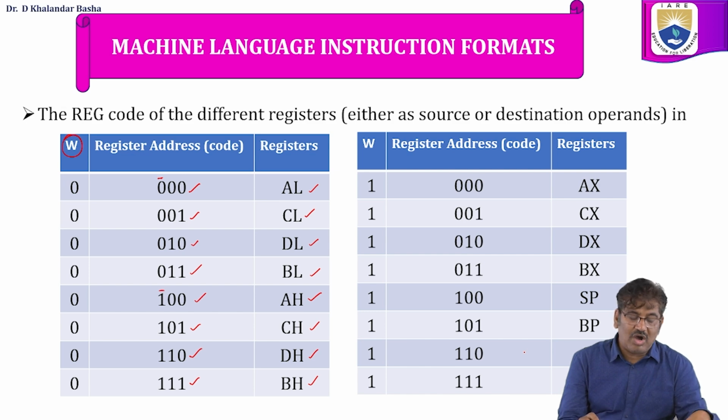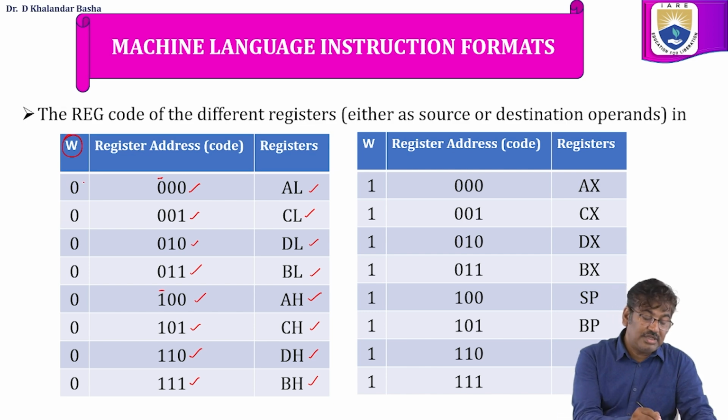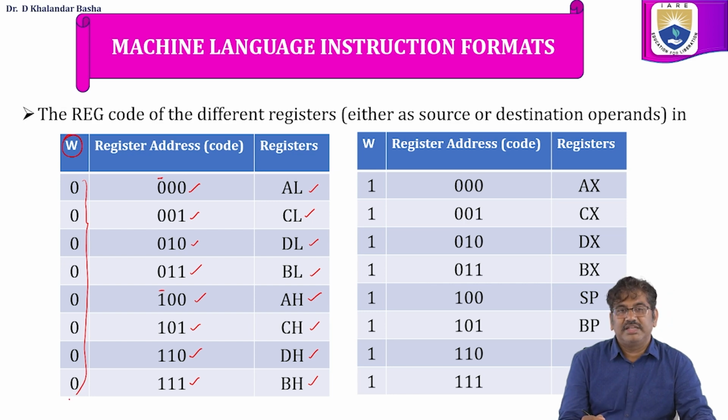However, as all these are 8-bit registers, the W bit will correspond to 0 for all these cases. Next, when the W bit is equal to 1, it corresponds to 16-bit data. So the registers we are going to refer to are 16-bit in size.